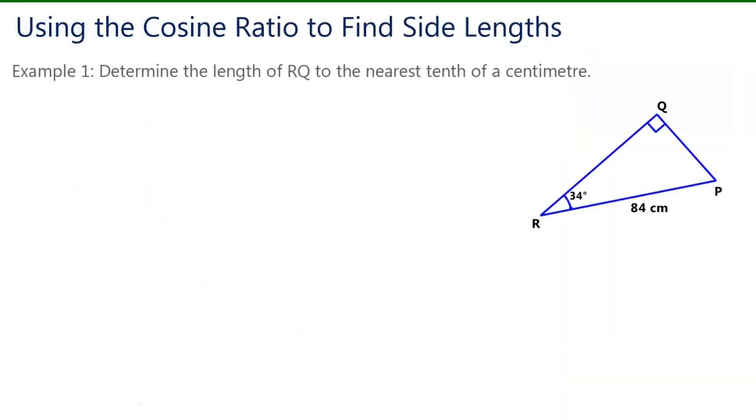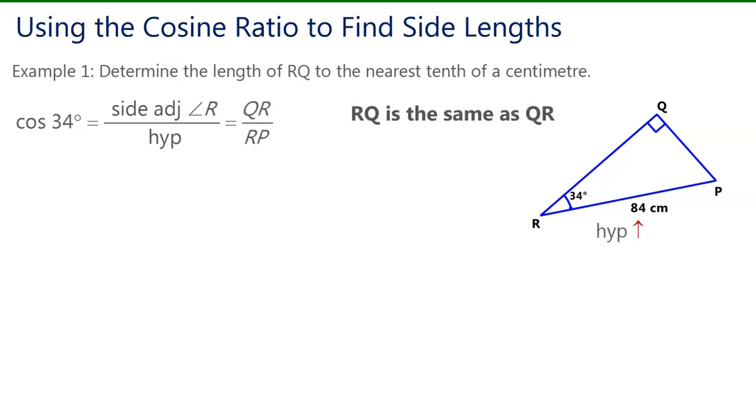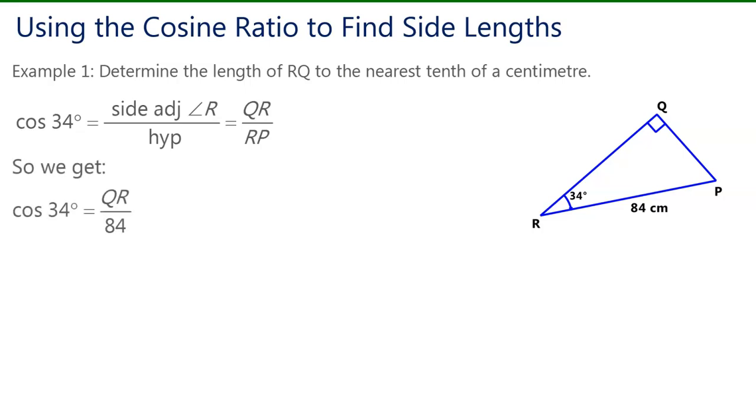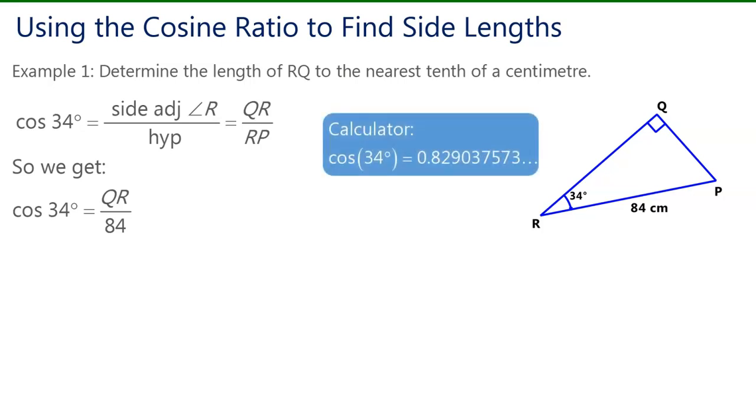Here's example 1. Determine the length of RQ to the nearest tenth of a centimeter. We know that cosine of 34 degrees is the side adjacent angle R, which is QR, divided by the hypotenuse RP, which we know to be 84 centimeters. We get cosine 34 degrees equals QR over 84. Using our calculator, cosine 34 degrees is equal to 0.829037573 continuing. Rounding to 4 decimal places, we get 0.8290 equals QR over 84.